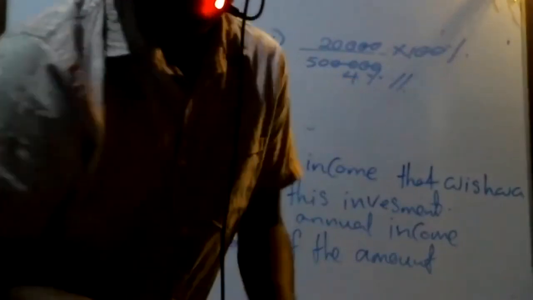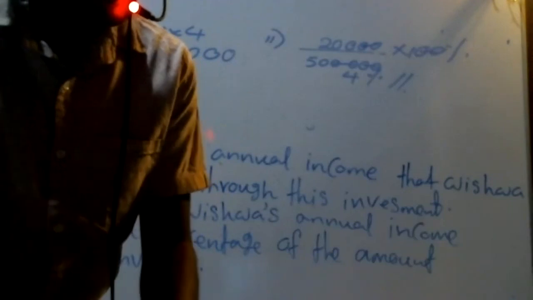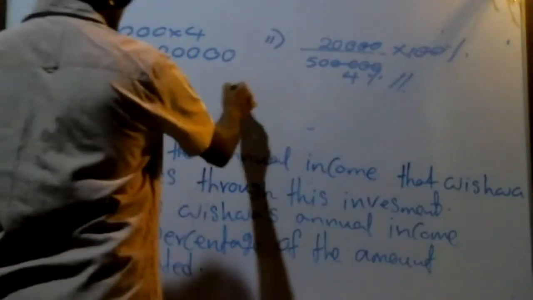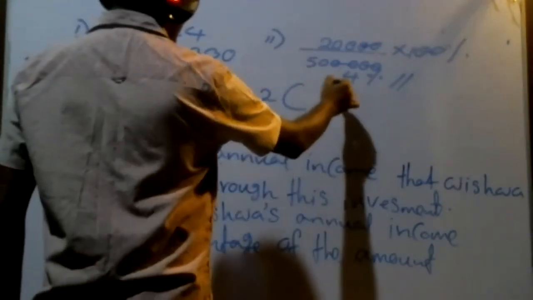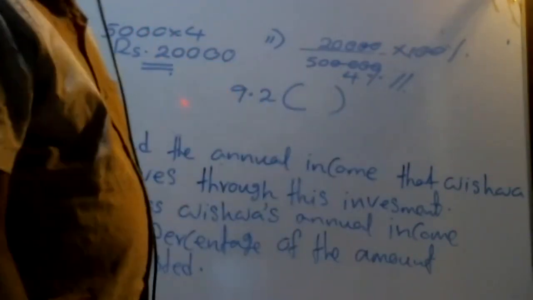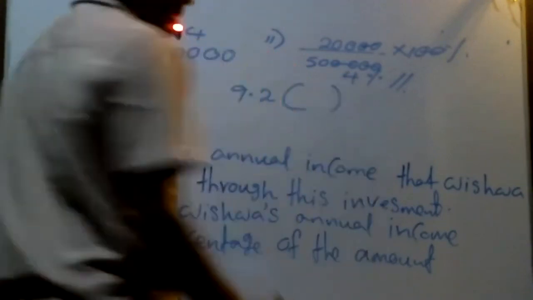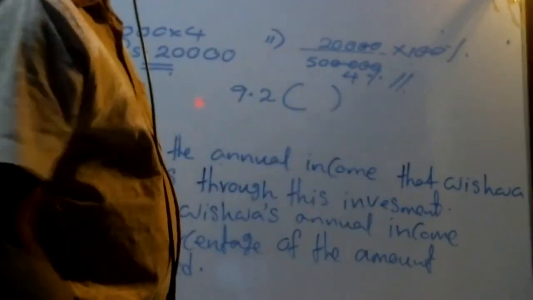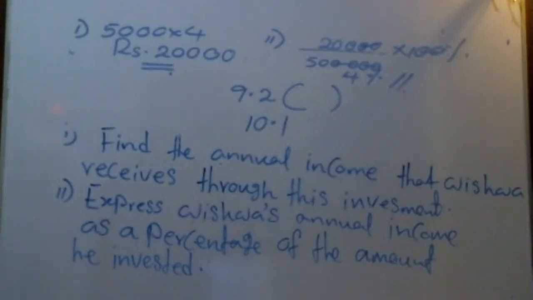Write down the homework. The remaining questions of 9.2, except questions 1 and 3 which we did, and also the whole exercise 10.1.